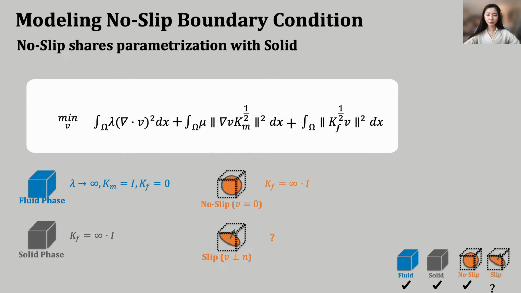To model the no-slip boundary condition, we note that no-slip requires the local flow velocity to be 0. This is exactly how we model the solid phase, so we can trivially represent the no-slip boundary condition using the same parameters as the solid phase. Now, we showed that our model is capable of modeling Stokes flow, solid, and no-slip boundary. It remains to show how we can model free slip boundary conditions.